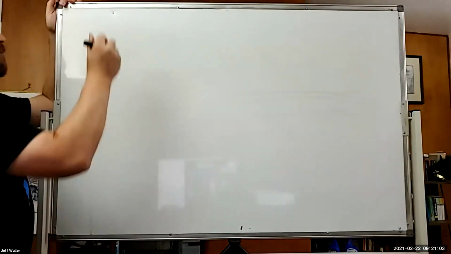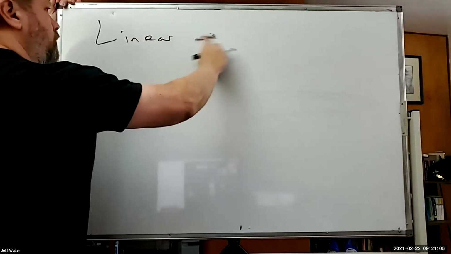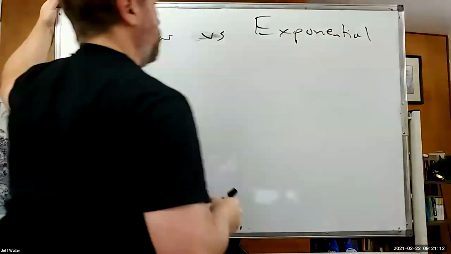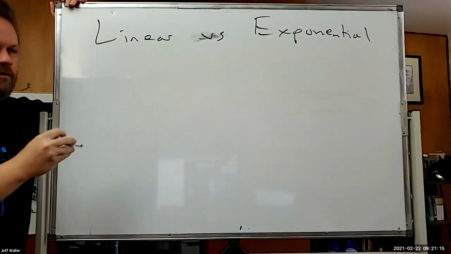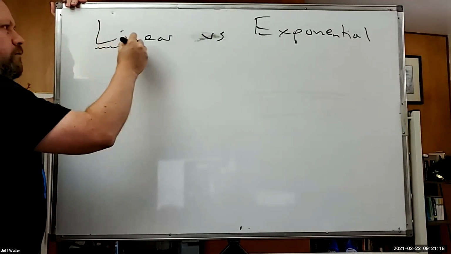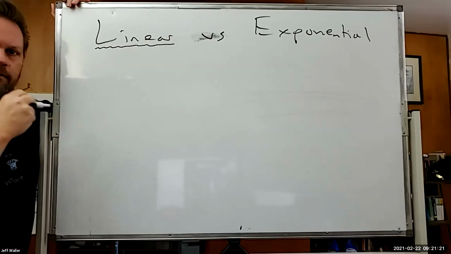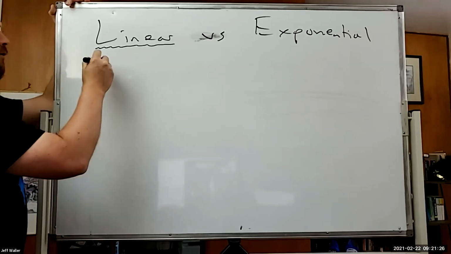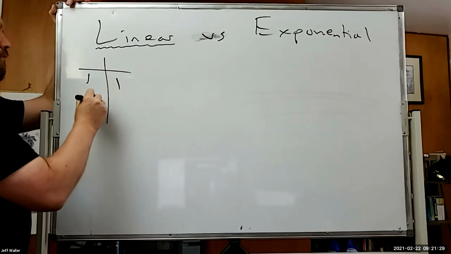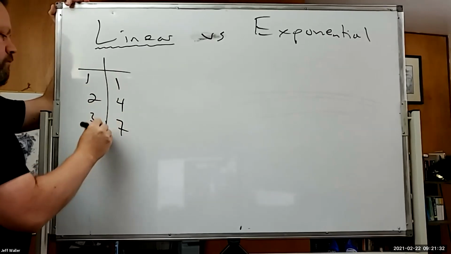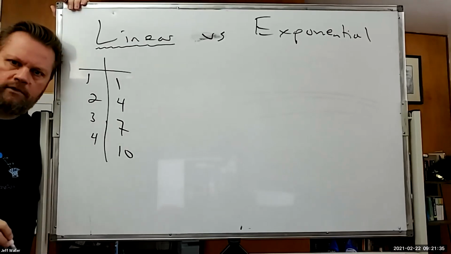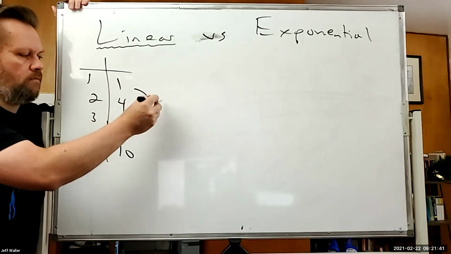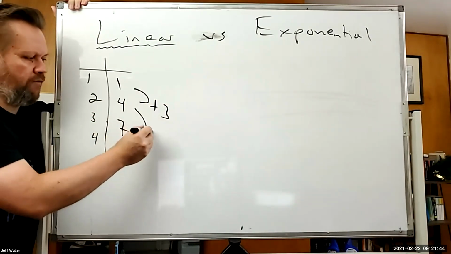Now, here's the next one. Linear versus exponential. Can somebody tell me, do you guys remember what linear growth means? What does that mean? Like, is this linear growth? Is that linear? Yes. How do you show me? Is it because it increases by 3? Yes, it increases by 3 forever.